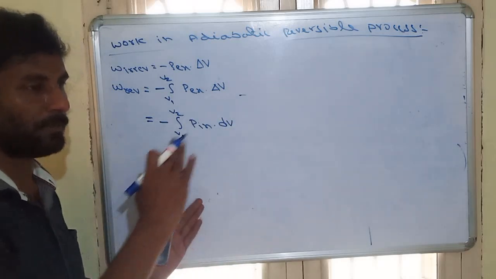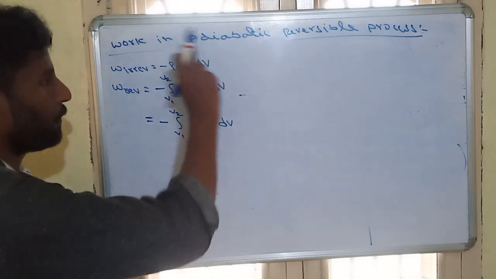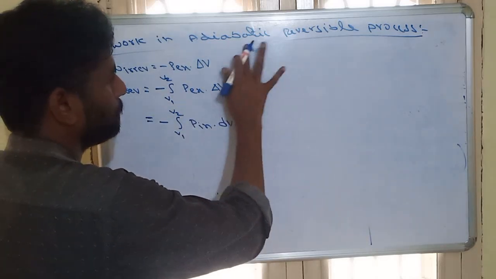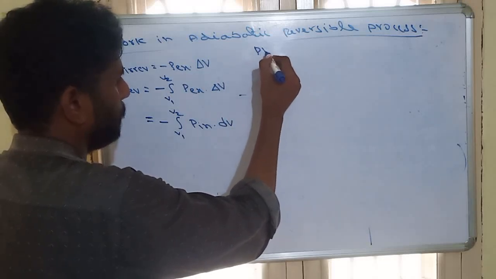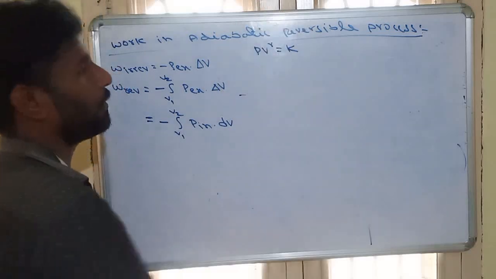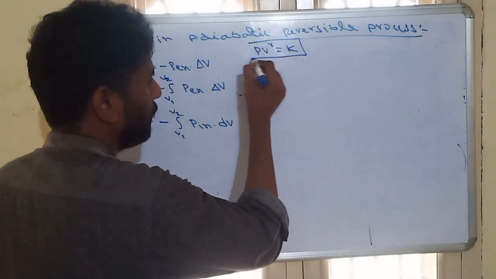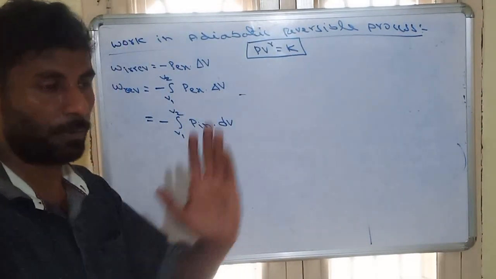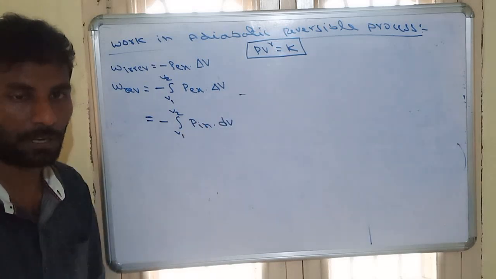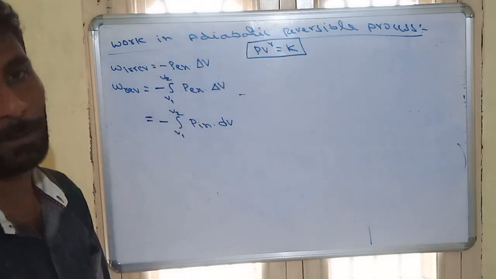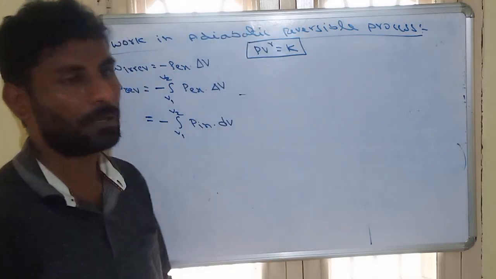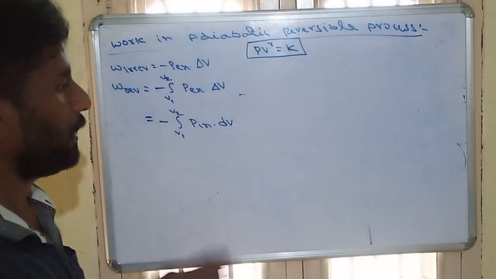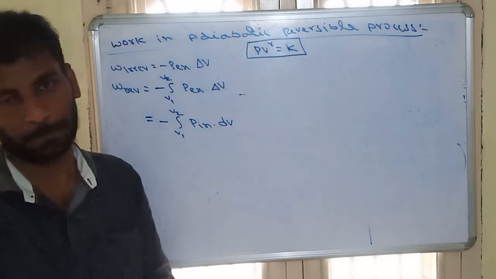In the isothermal process, the PV is equal to nRT formula we have used. But for the adiabatic process, there is one formula, that is PV power gamma is equal to constant. So this is the adiabatic process formula. For the isothermal process, PV is equal to constant from Boyle's law. Pressure and volume are inversely proportional, PV is equal to constant. But for the adiabatic process, PV power gamma is equal to constant. And what is gamma? I told before, gamma is Poisson's ratio. It is the ratio of Cp by Cv.